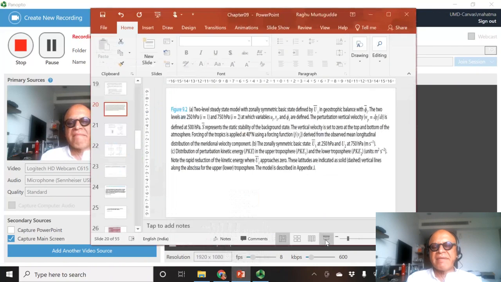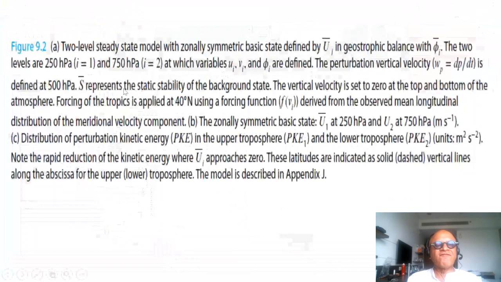So this model is by Mack, not Walk, as I said before. Sorry about that. So we'll look at a two-level steady-state model with zonally symmetric basic state defined by U bar i, which is in geostrophic balance with the geopotential.